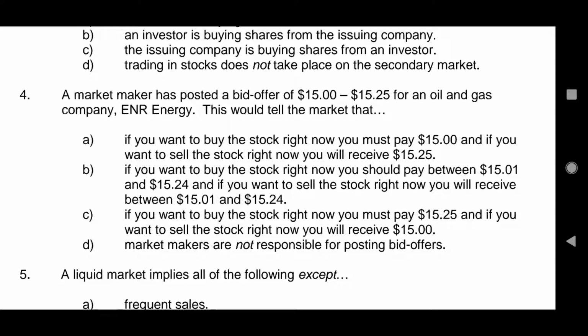So let's read number 4 and answer it together. A market maker has posted a bid offer of $15 to $15.25 for an oil and gas company, ENR Energy. This would tell the market that... So let's just explain what this means together before we even look at the answers.